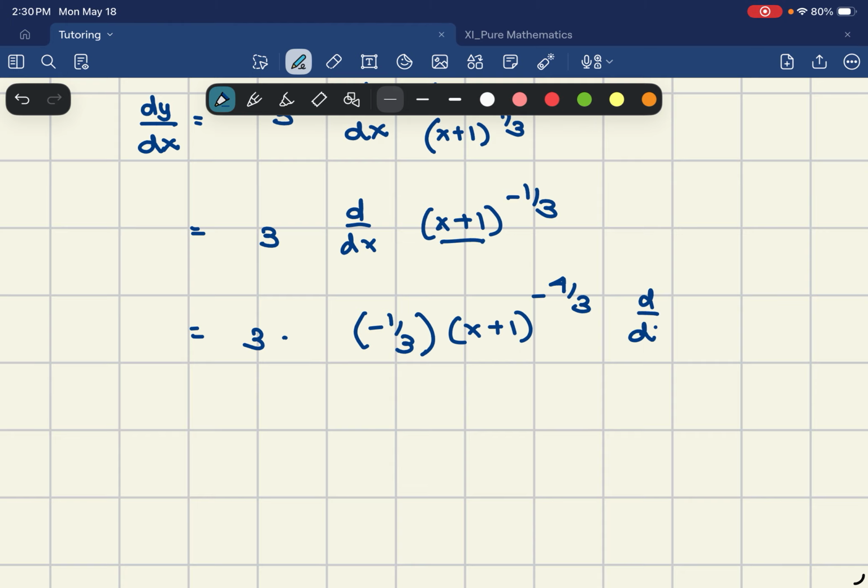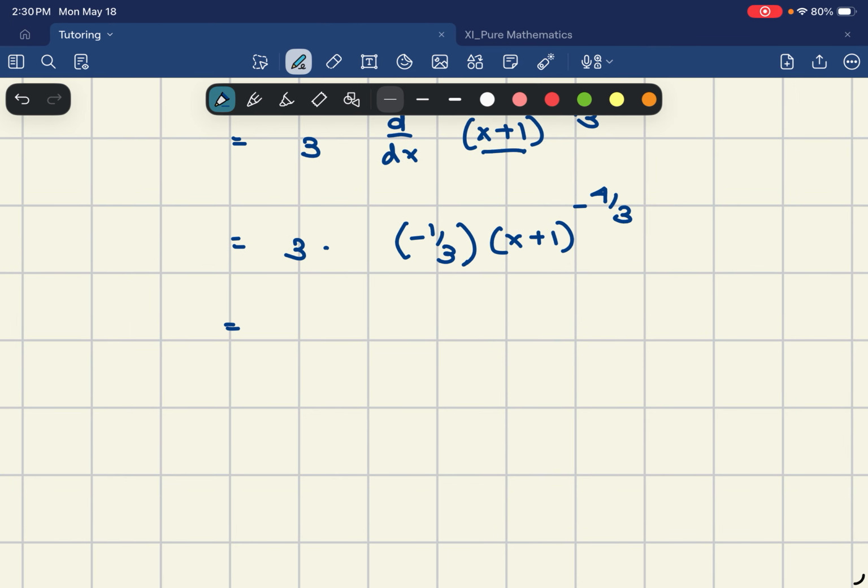So you have to differentiate x plus 1 again. But when you do so, you are just going to get positive 1. So times 1 is going to give you the same value. So overall, your expression is negative 1 over x plus 1 to the power 4 over 3.